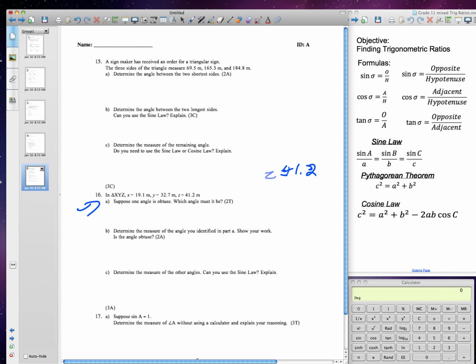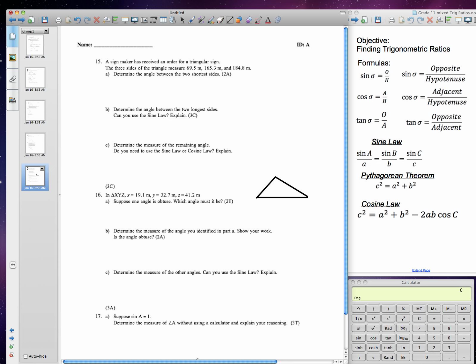Then each of these questions ask you something different about the triangle. Very first question, A, says, suppose that one angle is obtuse. Which angle must it be? So what I'm going to do is draw or sketch a quick diagram of our triangle.